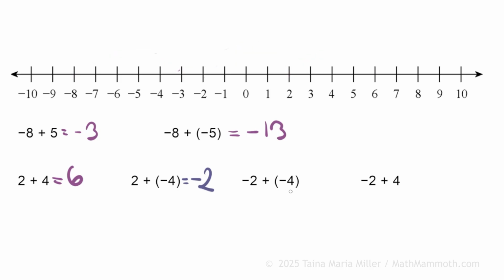Then negative 2 plus negative 4. Start here. We are adding a negative number, so we go towards more negatives, towards the left, to negative 6. Note again that this is the same as negative 2 minus 4. Whether we are subtracting or adding a negative, it has the same effect. We go towards the left, towards more negatives. And then negative 2 plus 4, it's over here, plus 4, so we get back to 2.